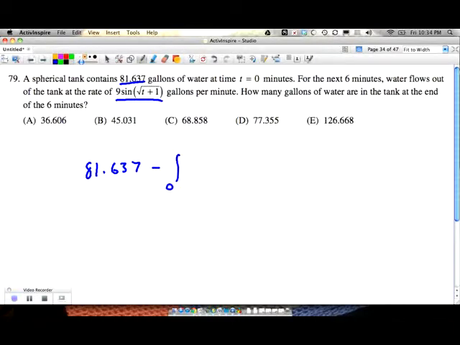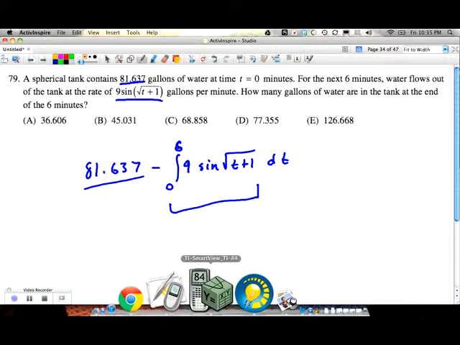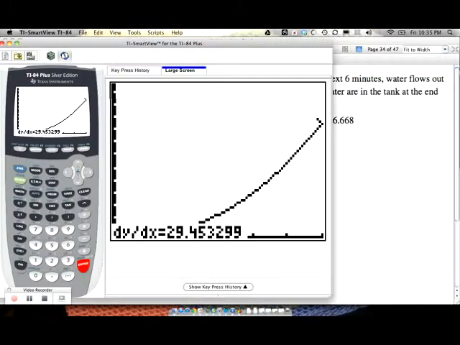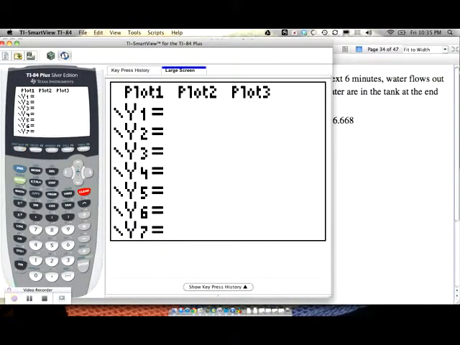So this accumulation of flow is going to be the integral from 0 to 6 of 9 times sine of the square root of t plus 1 dt. So I've got to calculate this integral, then subtract it from 81.637. Let's see what we come up with. Let's start with that function. So we have sine of the square root of t plus 1, so x plus 1.